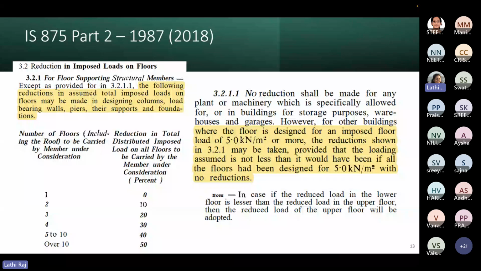And one more, this is also very complicated. I don't know whether I should explain it to you. If you want me to explain, I'll explain it. The code says, when the floor is designed for an imposed load of 5 kilonewton per meter square or more, the reduction shown here may be taken, provided that the loading assumed is not less than it would have been if all the floors had been designed for 5 kilonewton per meter square with no reduction.